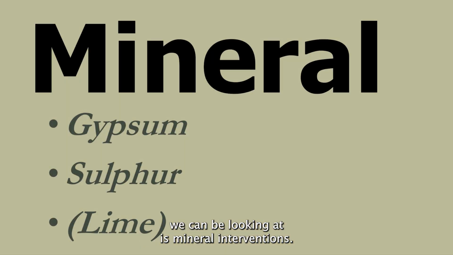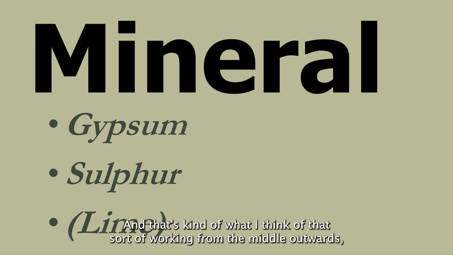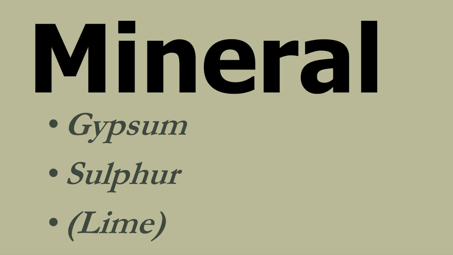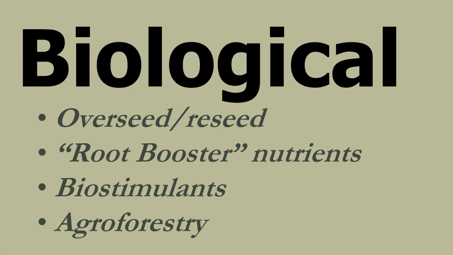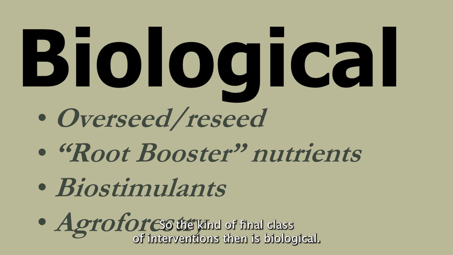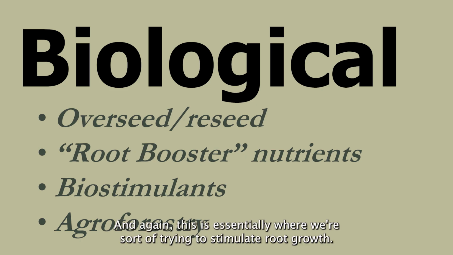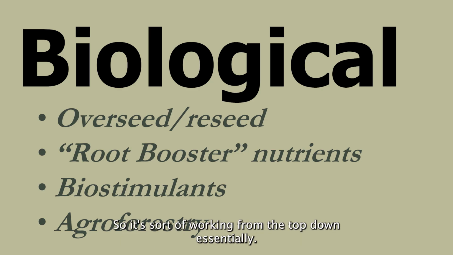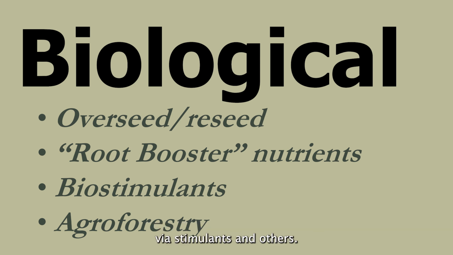So another strategy we can be looking at is mineral interventions. I think of that as working from the middle outwards, working at the molecular level, if you like. This is where we're talking about materials like gypsum, sulfur, lime, etc. The final class of interventions then is biological, yeah? This is where we're trying to stimulate root growth, so we're working from the top down. We're talking about overseeding, reseeding, biostimulants, and others.